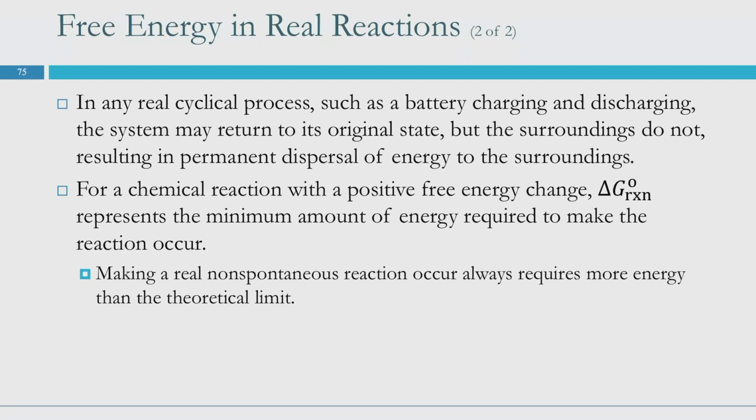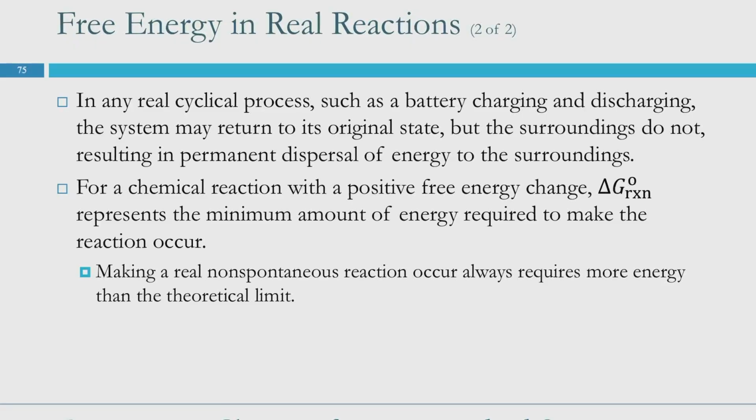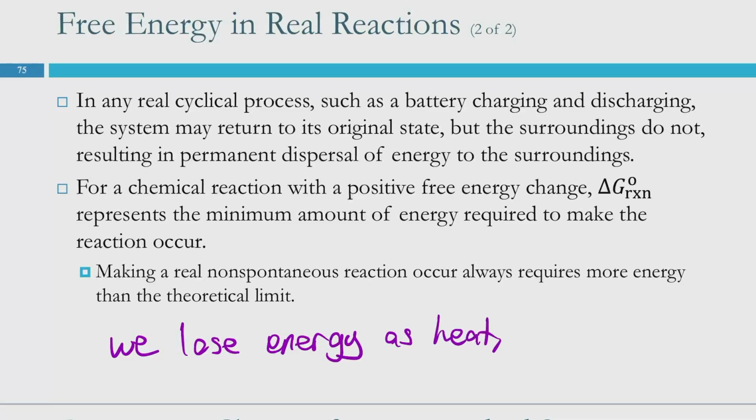If we're in a cyclical process, like if we're charging and discharging a battery, like using our phone or a watch or whatever we have, we can return the system to its original state, but it's going to involve more energy put in than we got out of it in terms of work. So we lose energy as heat even with cyclical processes.